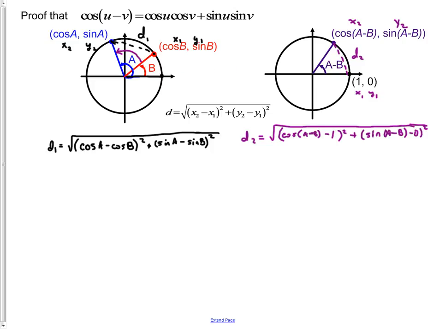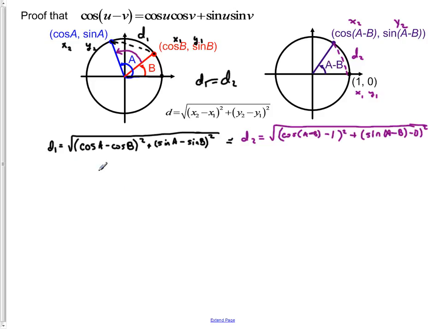All right, and of course we know that distance 1 must equal distance 2 in this setup, and so we're going to use that to our advantage right here, because if it's the case that distance 1 is equal to distance 2, then we're just setting these two distances equal to each other.